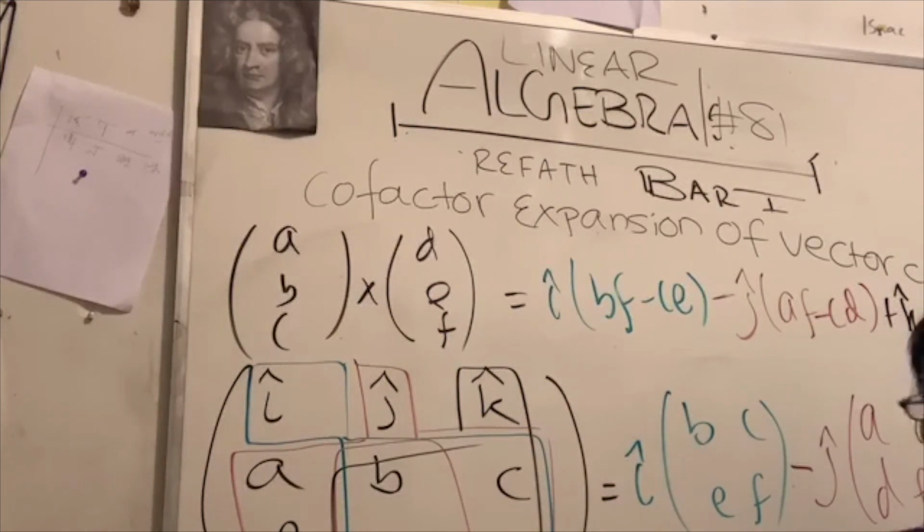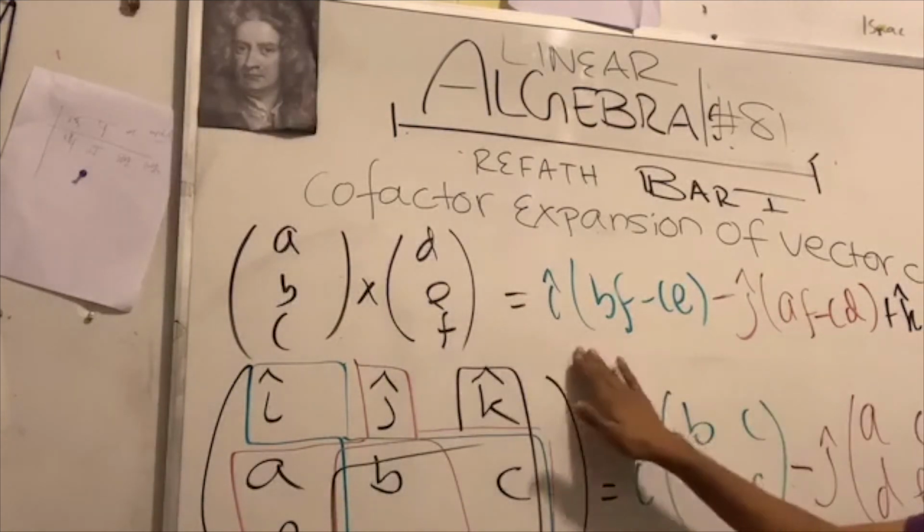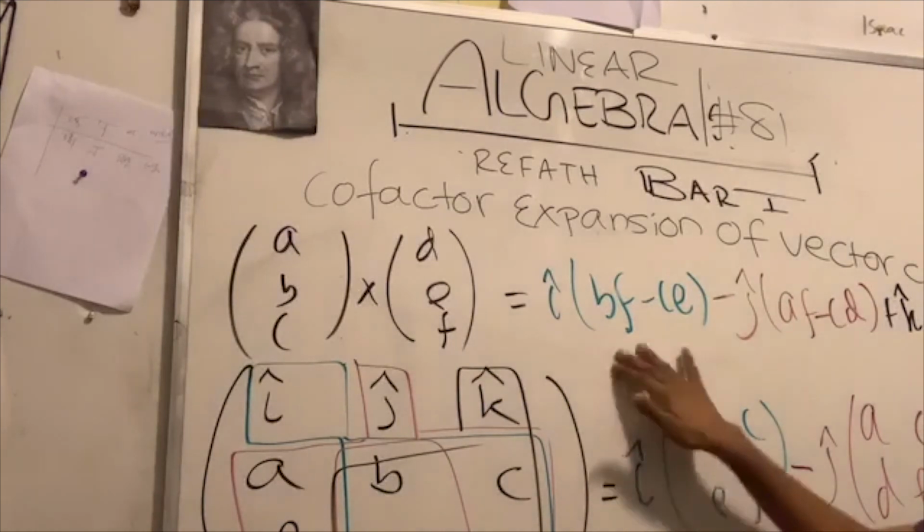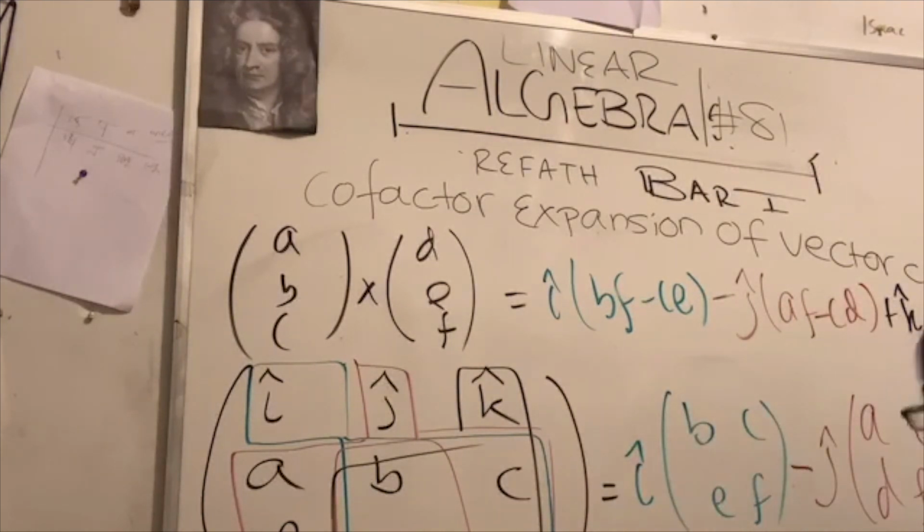Alright, hopefully I didn't mess that up. Okay, so this is the formula that you need to memorize or just keep in mind whenever you're taking the cross product of two three-dimensional vectors. Okay, so keep in mind this formula. If you forget how to derive it, just write it out in the cofactor expansion form.